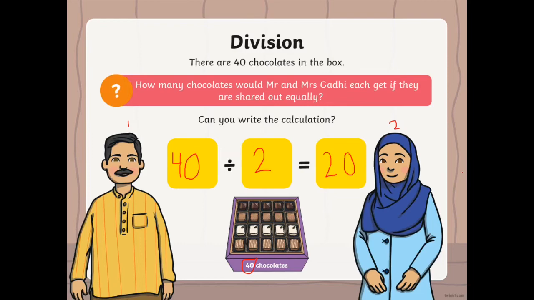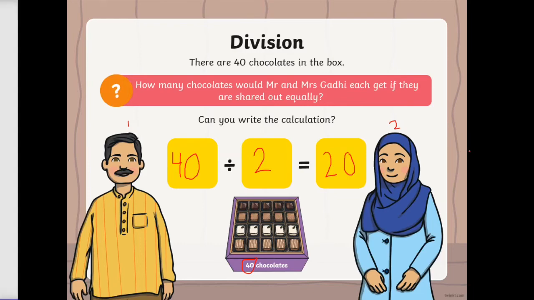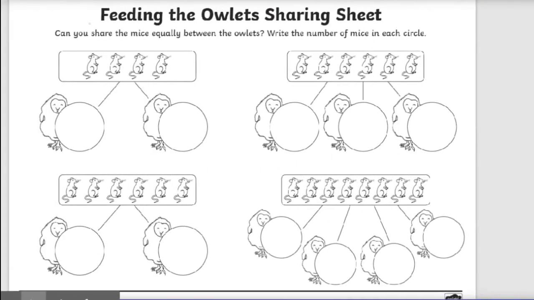I'm going to show you your worksheet now, and then you're all done your math for today. So your worksheet looks like this. It says feeding the owlets sharing sheet. Can you share the mice equally between the owlets? Write the number of mice in each circle. So I'm going to do this question right here. Let's see how many mice there are. There's 1, 2, 3, 4, 5, 6. So 6 is the number that we're sharing. That's our big number. And how many even groups? 1, 2, 3. There's 3 owlets. So we're going to divide the 6 mice into 3 groups.